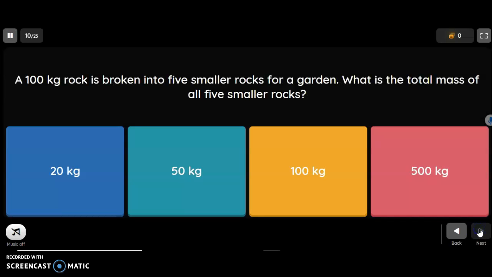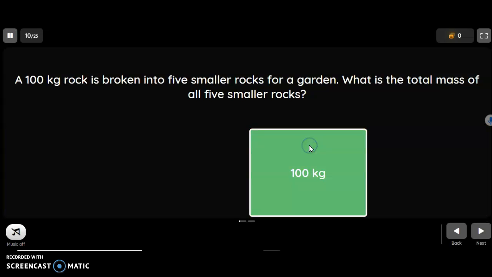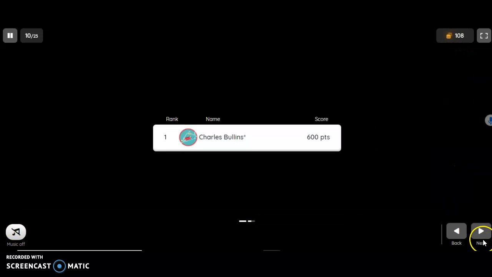If a 100-kilogram rock is broken into 5 smaller rocks for a garden, what is the total mass, again, the total mass of all 5 rocks? If I have a 100-kilogram rock and I break it into 5 pieces, I'm tempted to say 100 divided by 5 is 20. But number one, it doesn't say anything about equal pieces. Number two, it just says how much is the total of all 5 rocks. Well, if it was a 100-kilogram rock, I can't get more kilograms out of it. So I think it weighs exactly the same. And that would be correct.